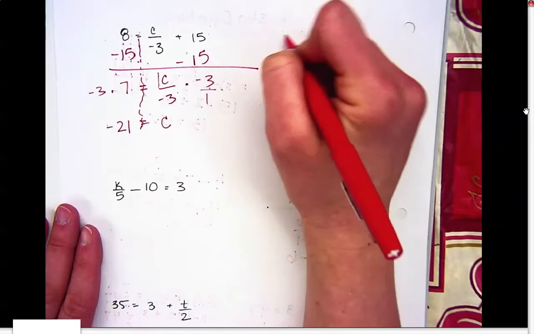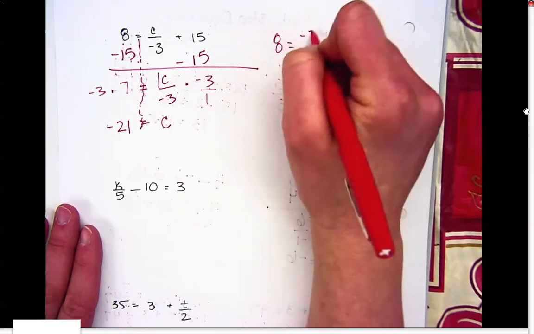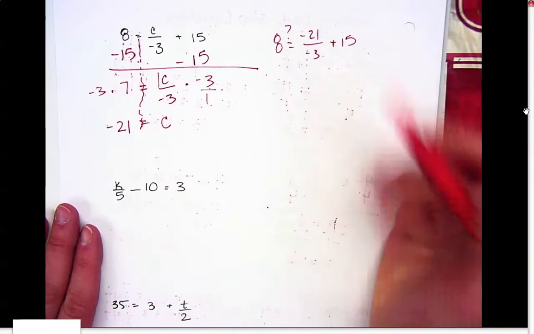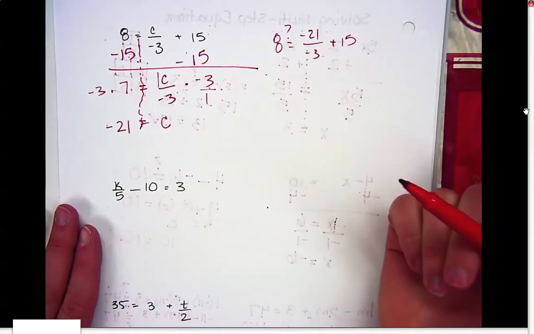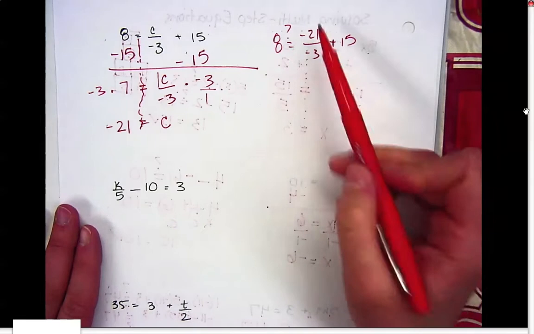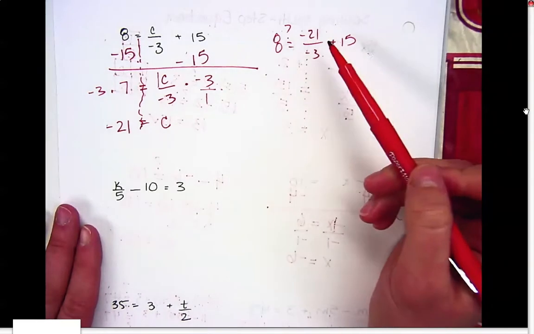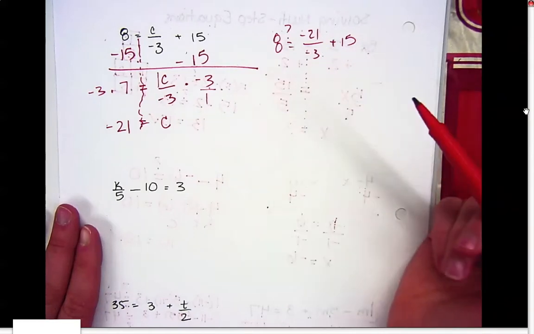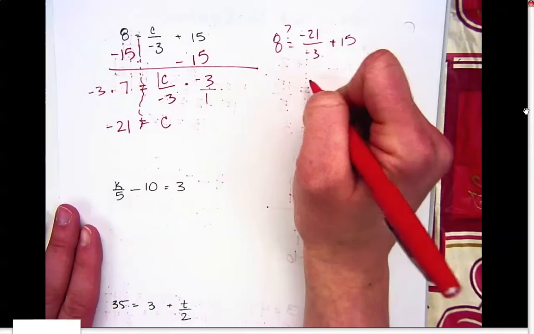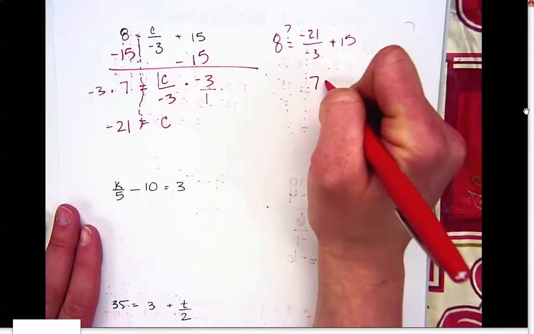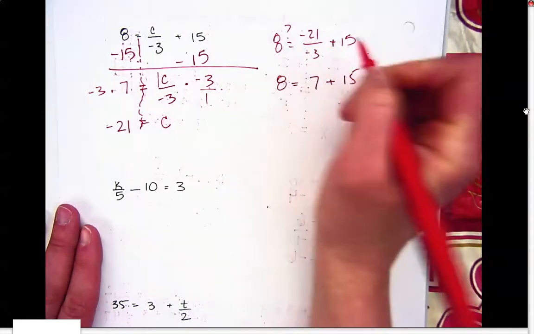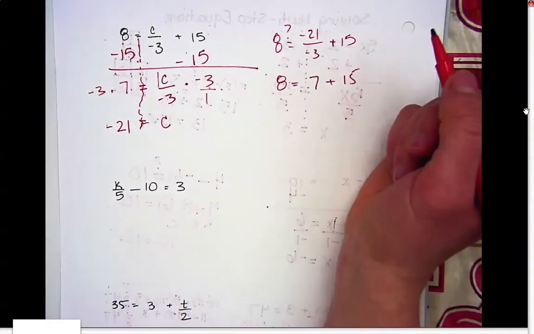Now I want to plug it back in and check to see if it works. Negative 21 over negative 3 plus 15. Does that work? I have to follow order of operations, which says I need to do my multiplying and dividing first, right here. So, let's see. Negative 21 divided by negative 3 gives me a positive 7. And then 7 plus 15 doesn't give me 8. All right, so that tells me I've made a mistake somewhere.